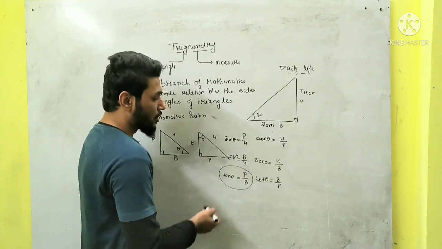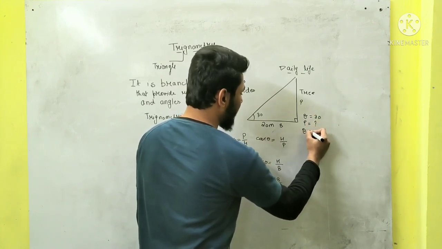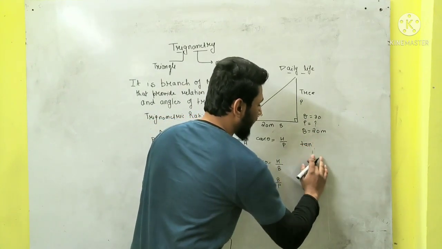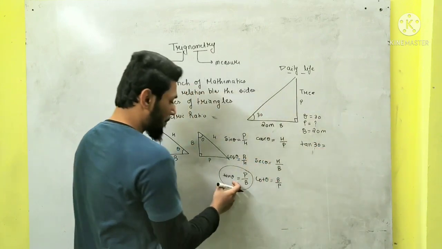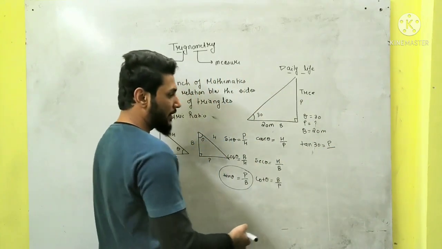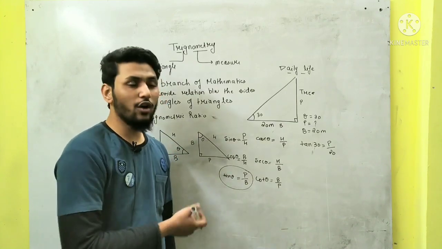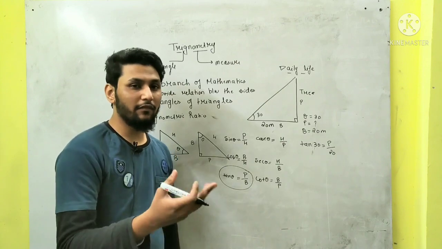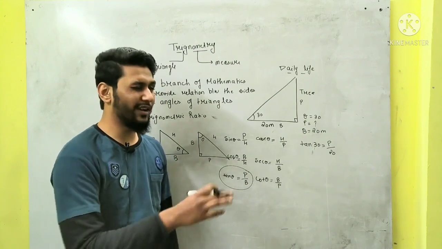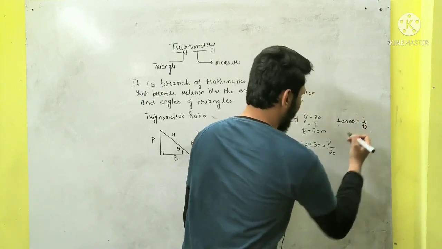This relation, tan theta. Here theta is 30, the perpendicular we have to calculate, and the base is 20 meters. So tan theta equals perpendicular upon base. The perpendicular here is the height of the tree and the base here is 20. Now we are going to talk about the value of tan 30. I will tell you later when we cover the trigonometry tables. For now, the value of tan 30 is 1 by root 3.